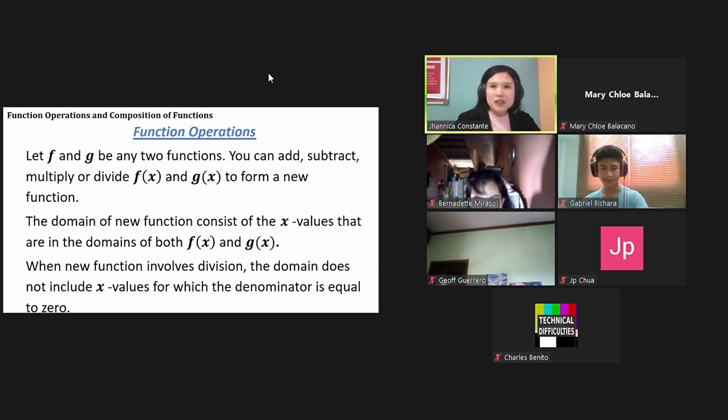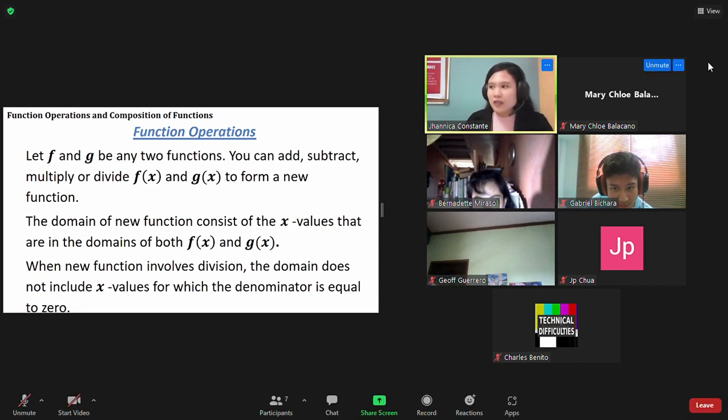If the function doesn't have a denominator, the function will have its domain, which is all real numbers, negative and positive real numbers or integers that we can have.